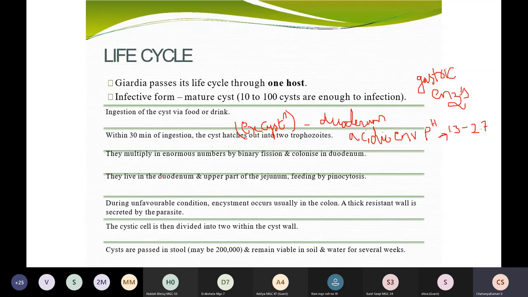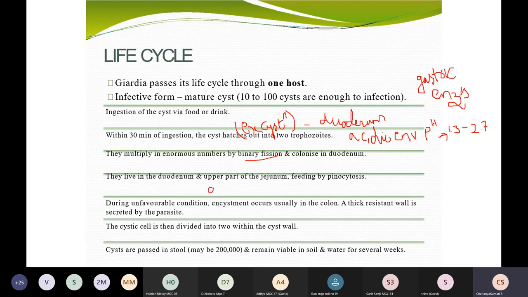Again, in the same duodenum, they will multiply to increase their number by asexual reproduction, that is simply by binary fission. And then they will live in the duodenum and upper part of the jejunum, feeding by pinocytosis. This we already know. And apart from this, they will start colonizing.